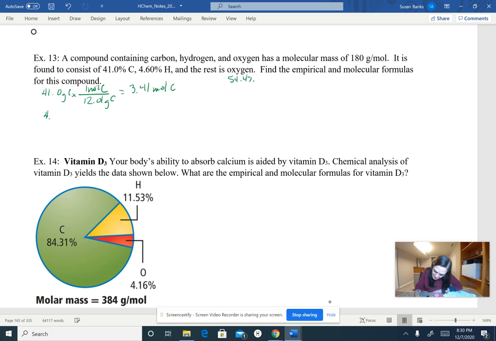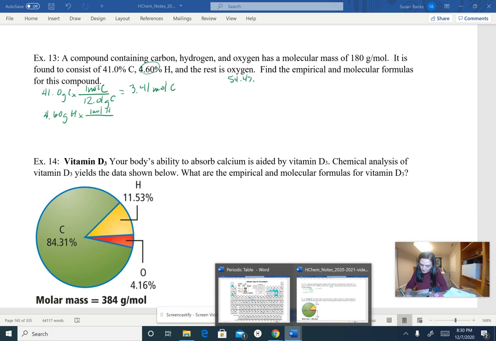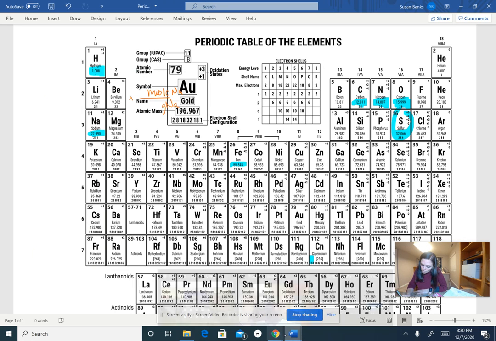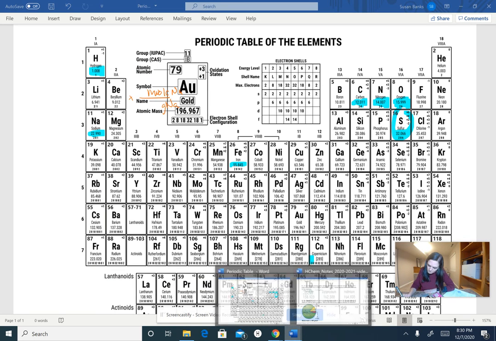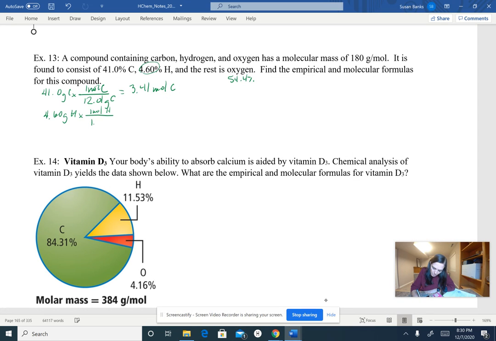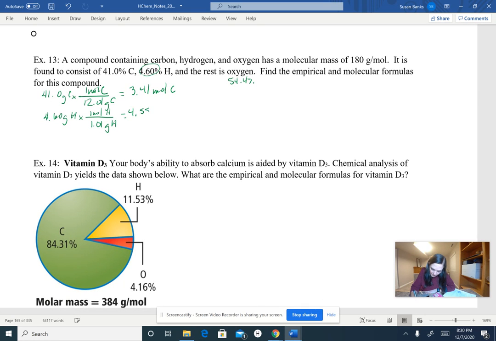Now I do the same for hydrogen. So I have 4.6 grams of hydrogen. In 1 mole of hydrogen, let's see, what's the molar mass of hydrogen? Do you guys remember? 1.01. So 1.01 grams of hydrogen. So 4.6 divided by 1.01 gives me 4.55 moles of hydrogen.